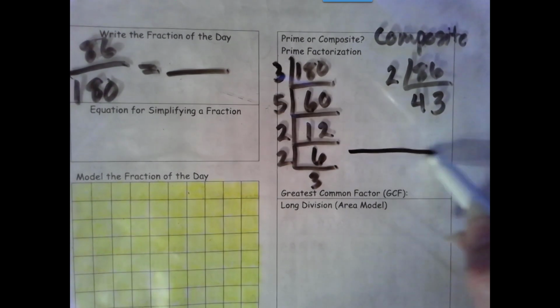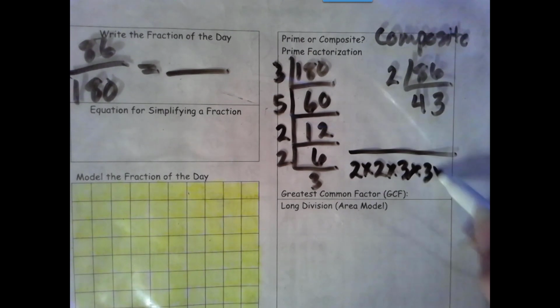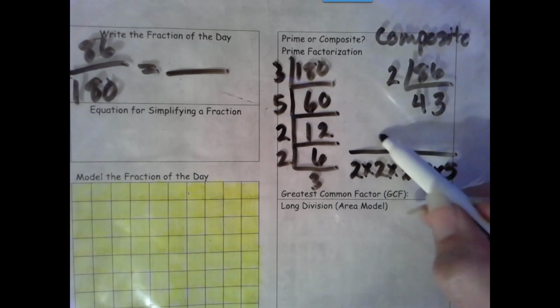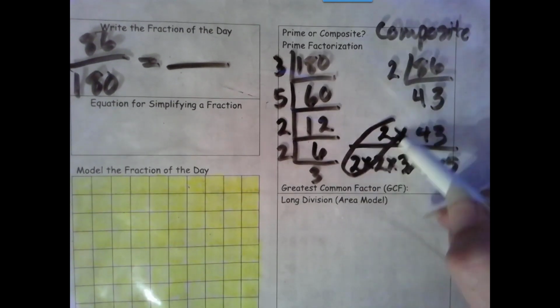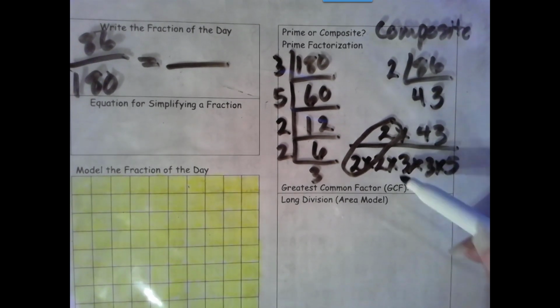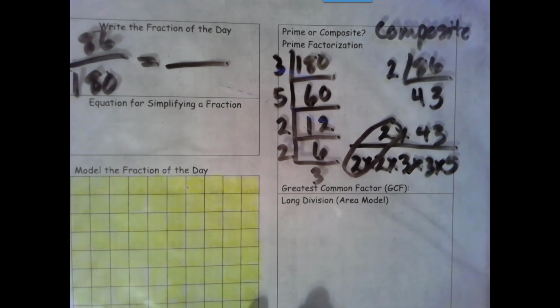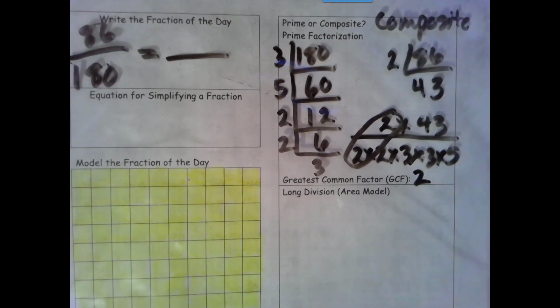So let's go ahead and do our prime factorization. 2 times 2 times 3 times 3 times 5. 2 times 43. So let's find our common factors. We have 2. Be careful, this does have a 3 in it, but the number is 43. We need a 43 to circle with that one, not just a 3. So 2 is our greatest common factor. That leaves 43 in the numerator. 2 times 3 is 6, times 3 is 18, times 5 is 90. So that means our denominator is 90, 43 90ths.